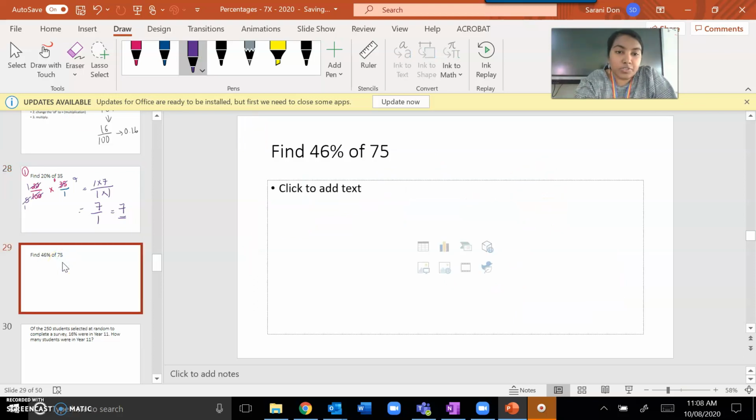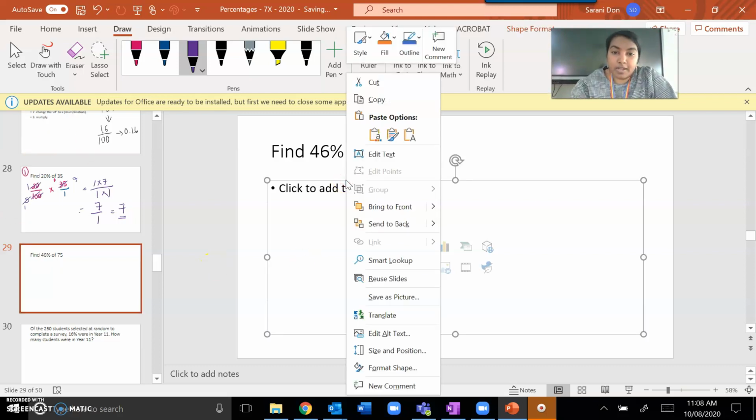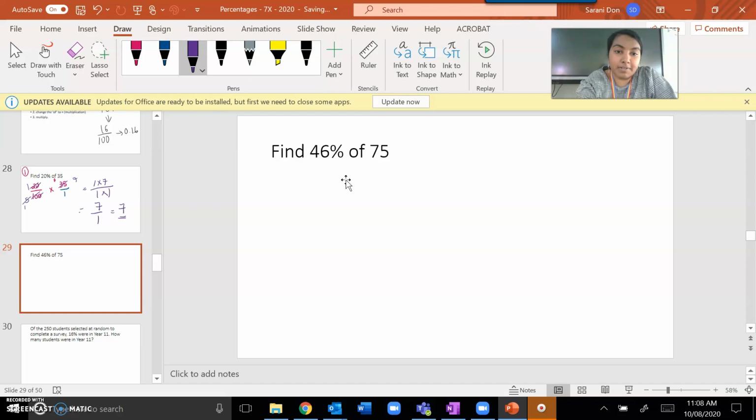All right, this is question 2. So write this out. Find 46% of 75.